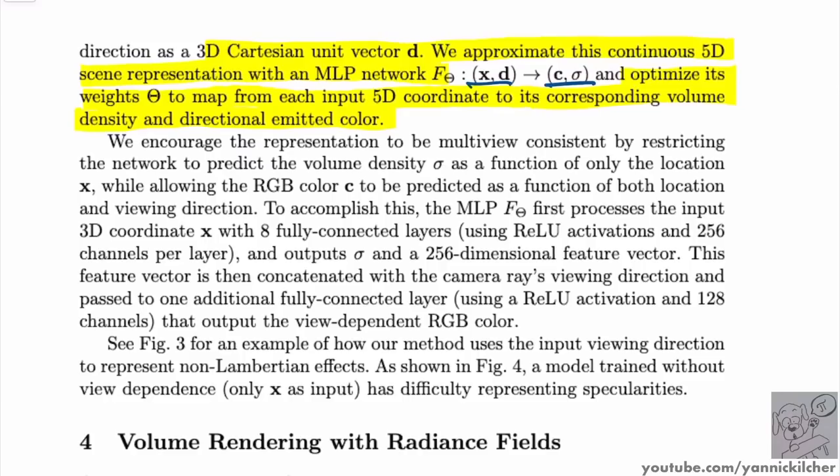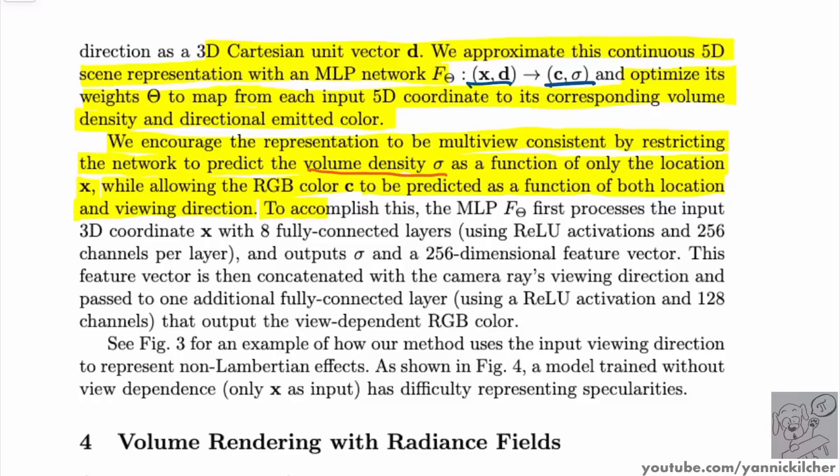There are lots of engineering tricks here. For example, we encourage the representation to be multi-view consistent by restricting the network to predict the volume density as a function of only the location X, while allowing the RGB color to be predicted as a function of both location and viewing direction. The reasoning here is that the volume density is not dependent on the direction. Even if something is kind of transparent, it's going to be the same transparency from different directions.